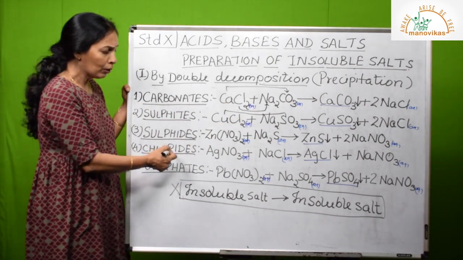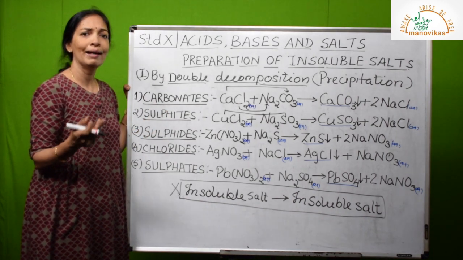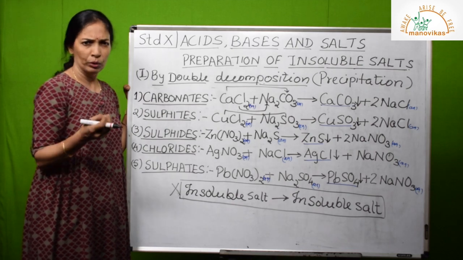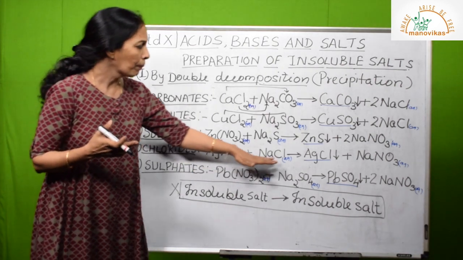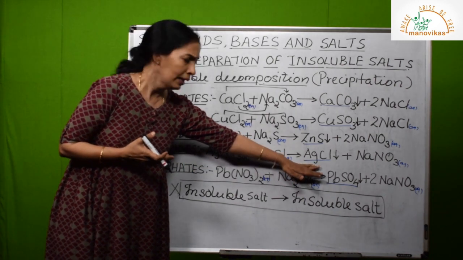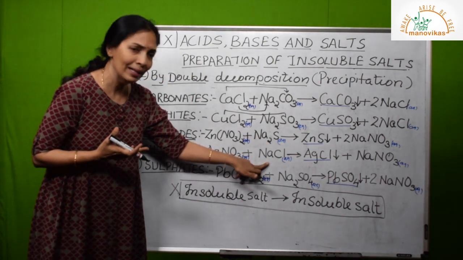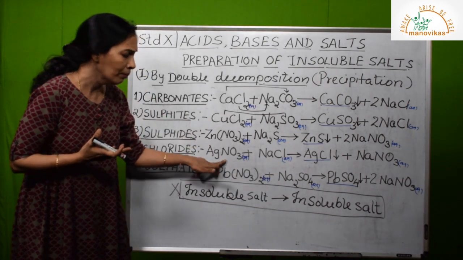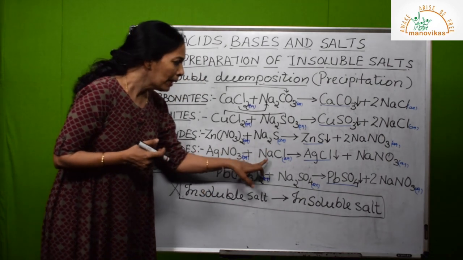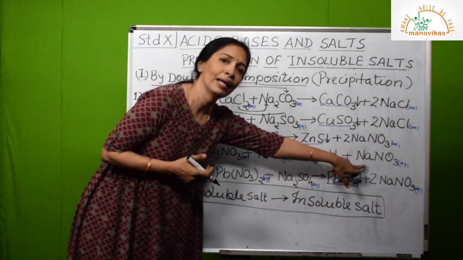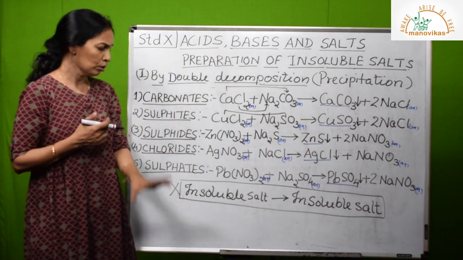Then comes insoluble chlorides. Which chlorides are insoluble? You know, mercury, silver and lead chloride. In room temperature water they are insoluble, but in hot water they are soluble. Let us suppose we want to prepare silver chloride which is a curdy white precipitate. So take silver nitrate plus NaCl, a soluble chloride. You have to prepare silver chloride, so we have taken silver nitrate plus NaCl, giving AgCl plus NaNO3. This AgCl is a precipitate which is the desirable insoluble salt.